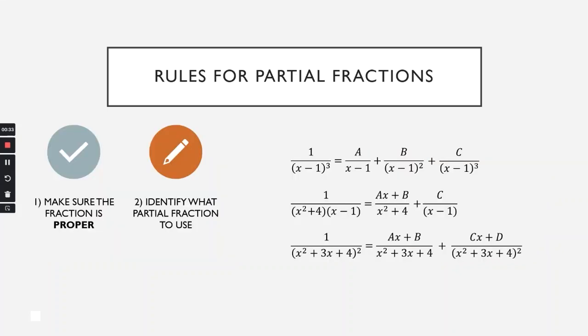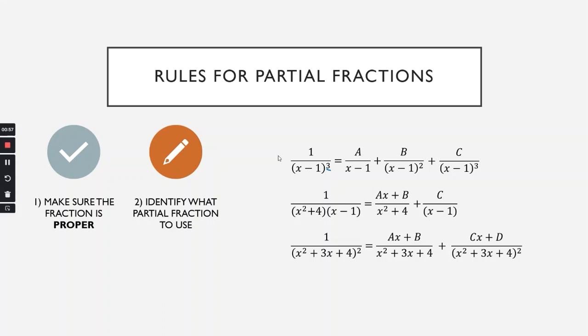Before we get started, there are a few rules to keep in mind. First, we need to ensure our fraction is proper. This means the degree on the bottom is higher than the degree on the top. You can see an example of this over to the right, in which the degree on the bottom is 3 and the degree on the top is 0. So this fraction is in proper form. If our fraction is not proper, we must do polynomial long division to get into a proper form.